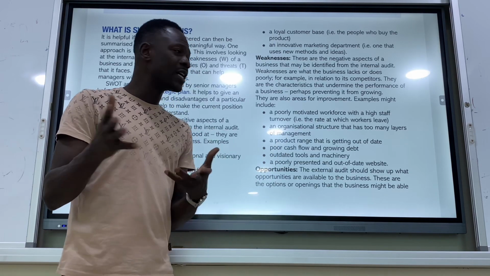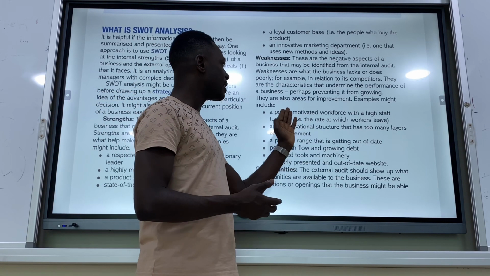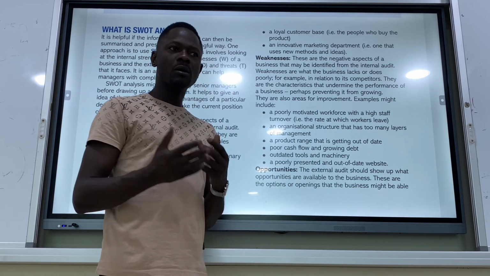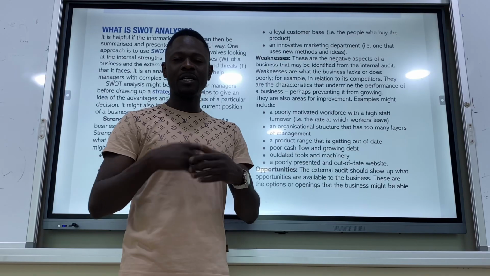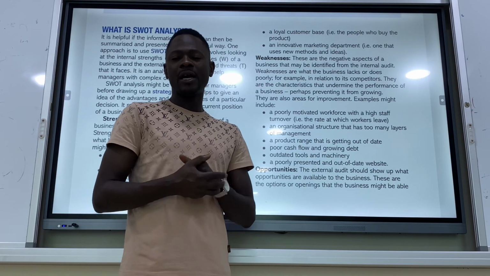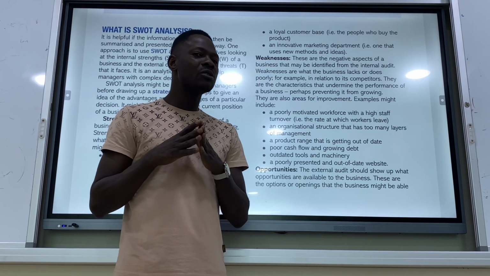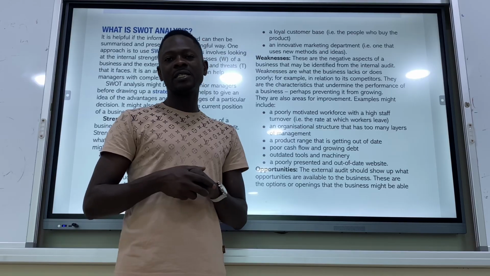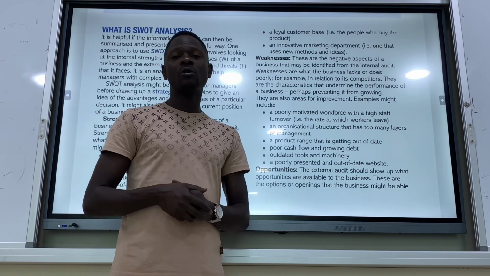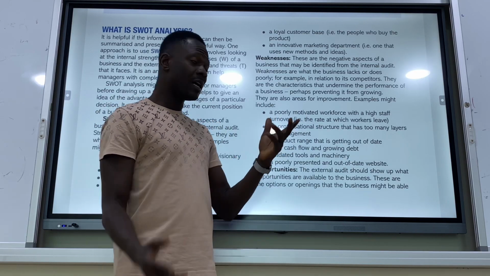Other examples of weaknesses are a poorly motivated workforce with a high staff turnover. In essence, the rate at which workers leave. So one of the weaknesses would be workers leaving your organization. The rate of staff turnover is high. So if the rate of staff turnover is high, it means the business is not doing well to keep hold of its existing employees. So it starts losing them to competitors. And this is not good for the business. There won't be consistency. That is our weakness.